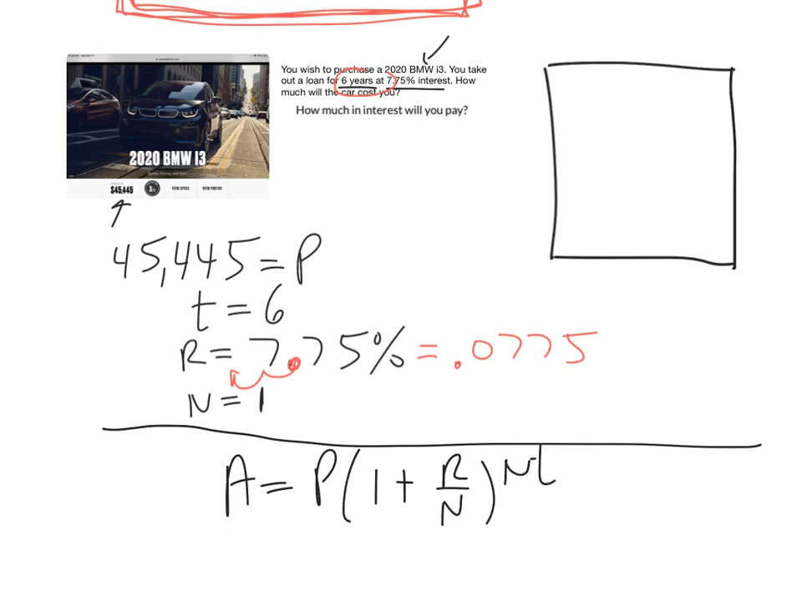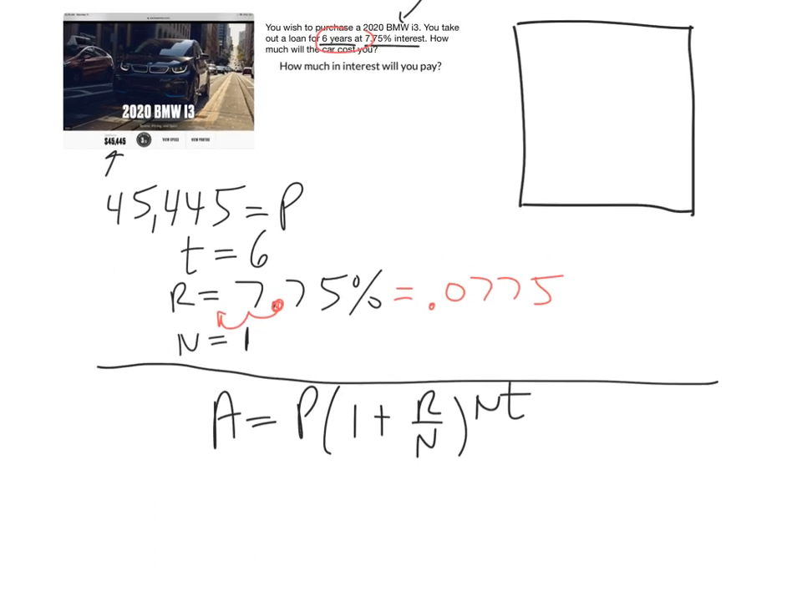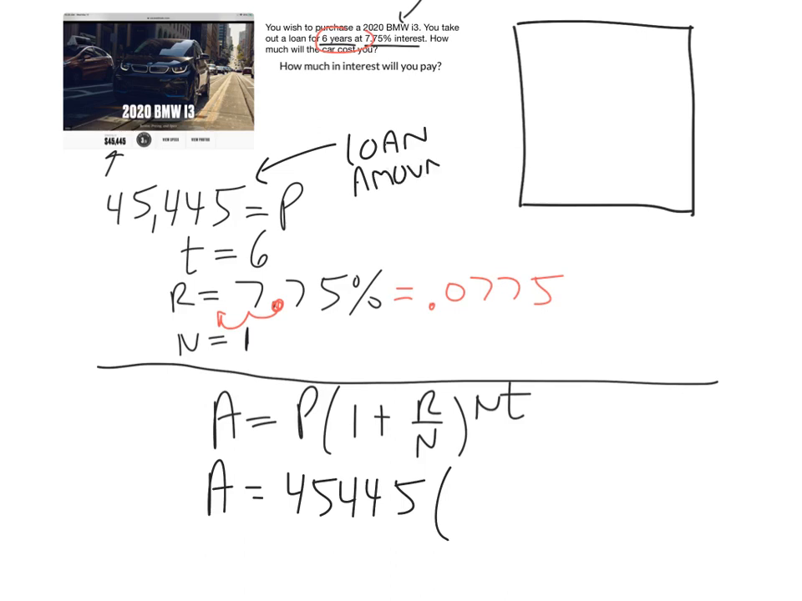So I'm going to plug back into the interest formula. So I'm going to have the principal, $45,445. That's the price of the car. That's how much your loan is. So that's the loan amount. That turns into the principal. That equals, let's see, $45,445, parentheses, 1 plus R over N. 1 plus 0.0775 over 1, raised to the N times T, 1 times 6 power.